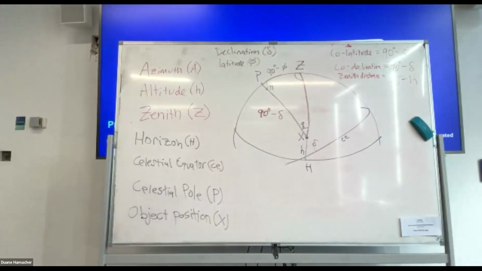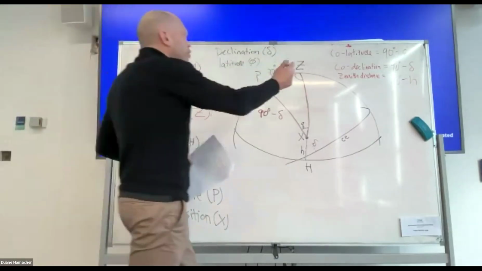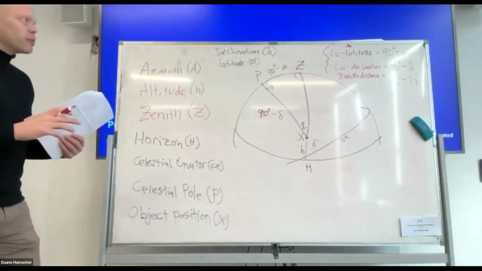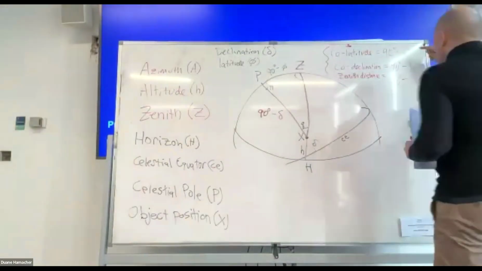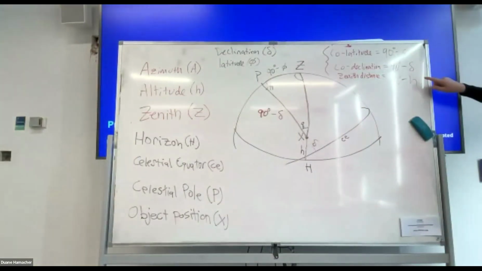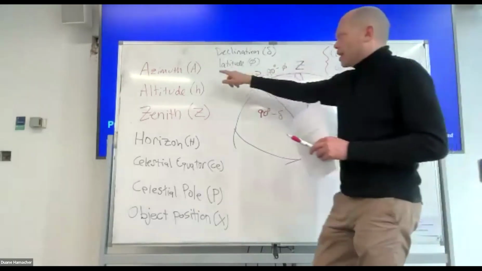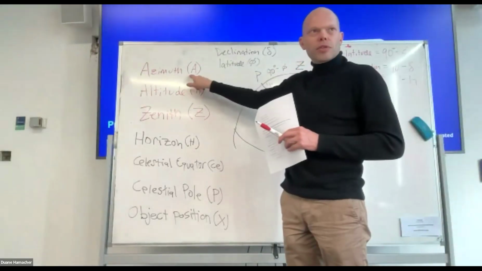So what we're going to do is use these three equations here to relate our measurements. So we can know our latitude, we can know the altitude of an object, we can know the declination, and then we're trying to find the azimuth, right? This is what we're trying to do.